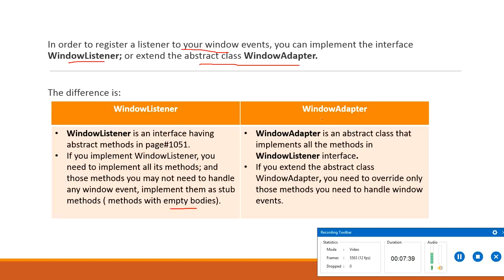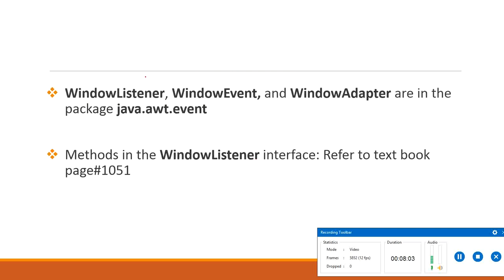Whereas WindowAdapter is an abstract class that implements all the methods in the WindowListener interface. So if you extend this abstract class, you may need to override only that method which you require in your program. There is no need to override all the methods. So this is the basic difference between the WindowListener and the WindowAdapter class.